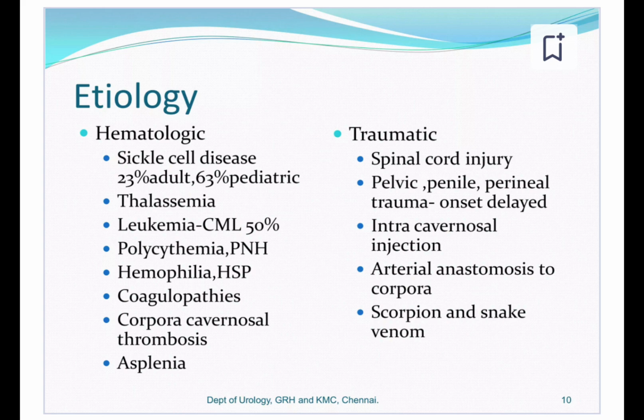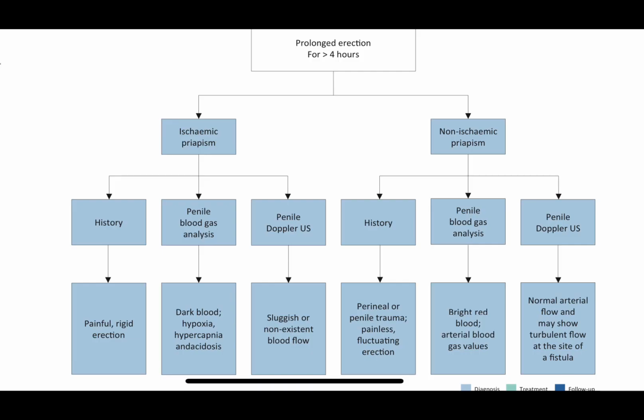While in case of non-ischemic priapism, much of the time it is caused by trauma, and there is a creation of a fistula between the cavernosal artery and the corporal tissue. So the most common cause of non-ischemic priapism is blunt perineal or penile trauma. So this can be differentiated on the basis of the history.